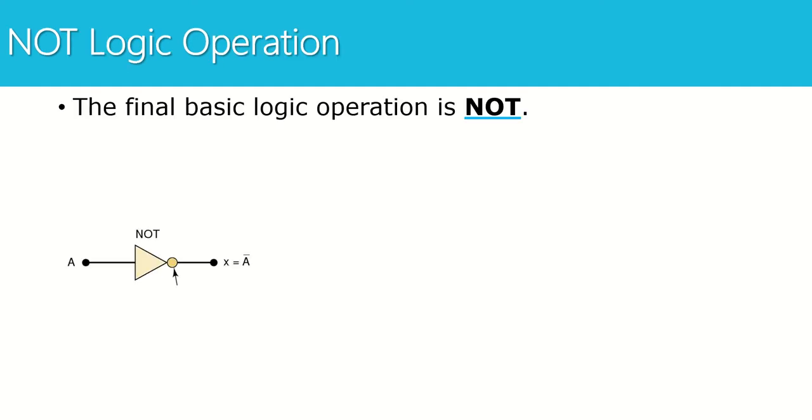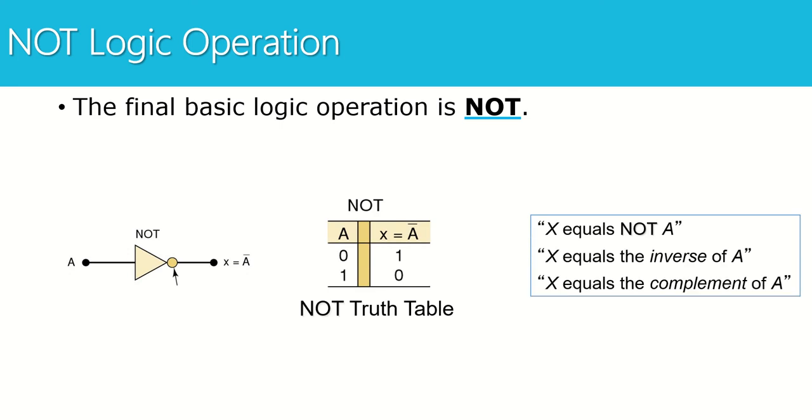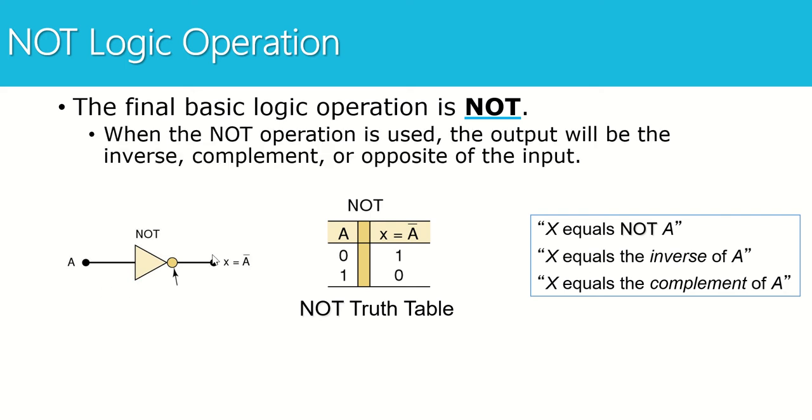Our last gate is NOT. This is the symbol for NOT. It has 1 input and 1 output. When the NOT operation is used, the output will be the inverse or the complement or the opposite of the input. So another word for a NOT gate is an inverter. It inverts the input. So if we look at the truth table for NOT, if a 0 goes in, a 1 comes out. If a 1 goes in, a 0 comes out. It literally takes whatever is coming in and flips it to the opposite. We call that an inverter or a NOT gate.